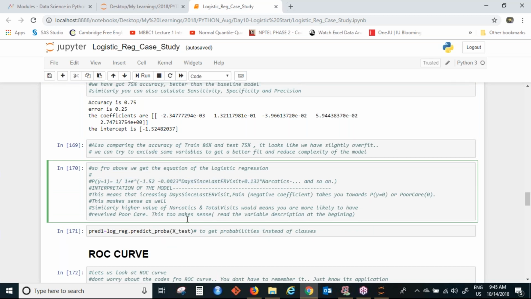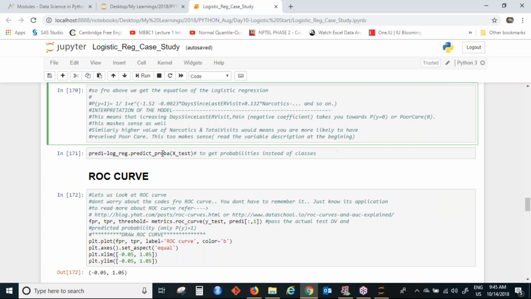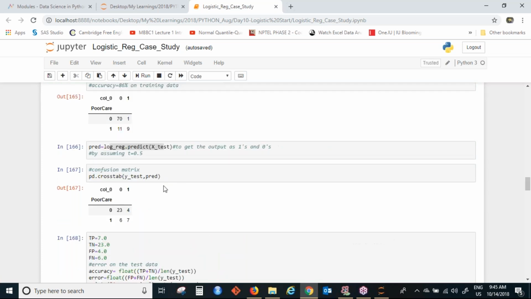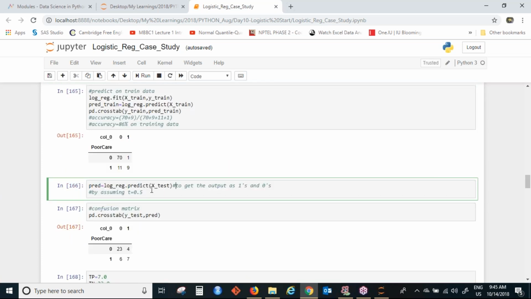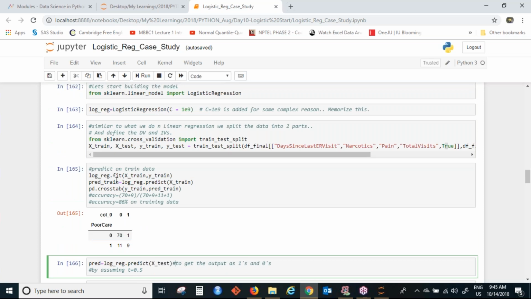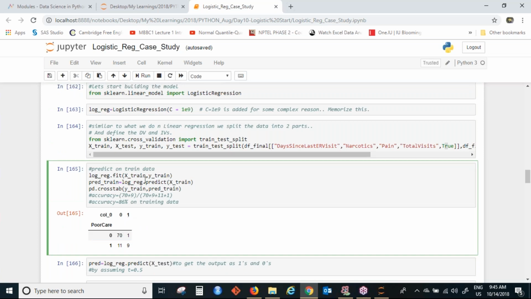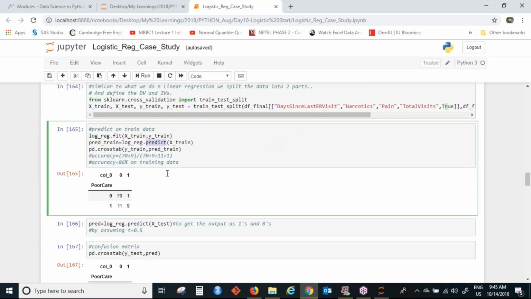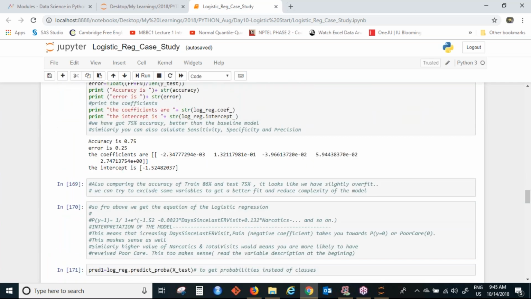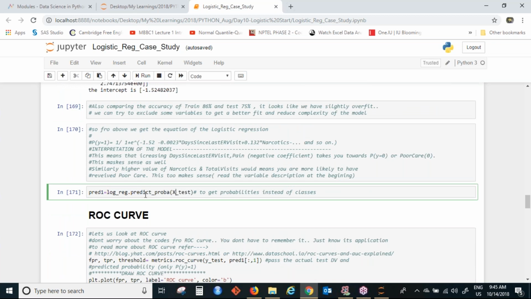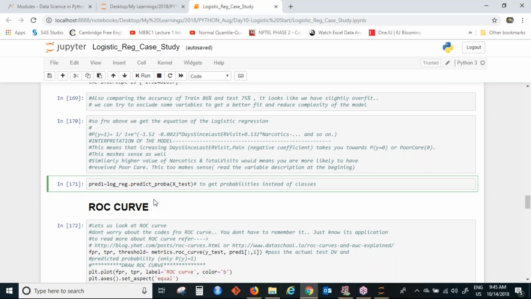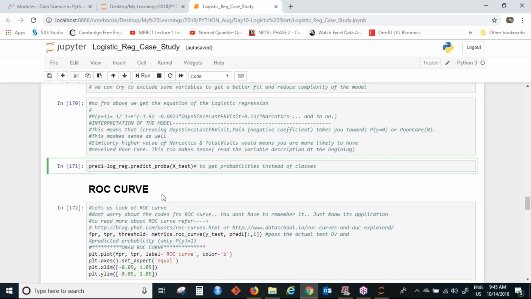Now if you want to get probability out, remember I told you that you can get probability out if you want. Here I have not gotten probability. If you see, I have directly gotten ones and zeros because I have used the function predict. If you want the probability out, you can use another function called predict underscore proba. If you use predict underscore proba, you will get probability as the output. Is that clear, guys?